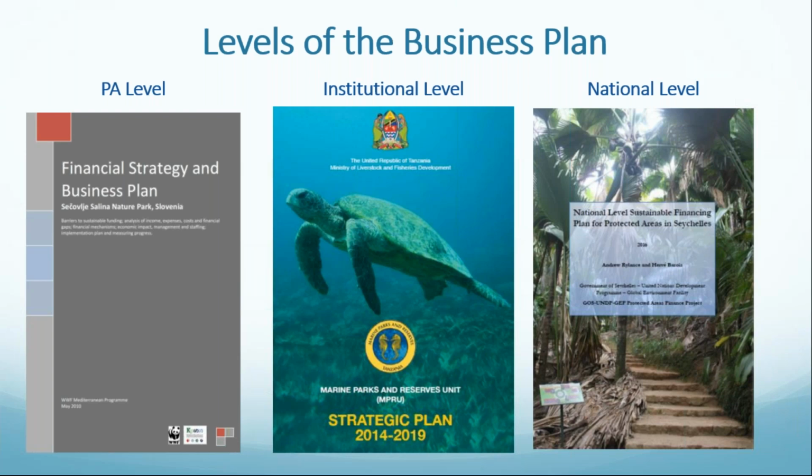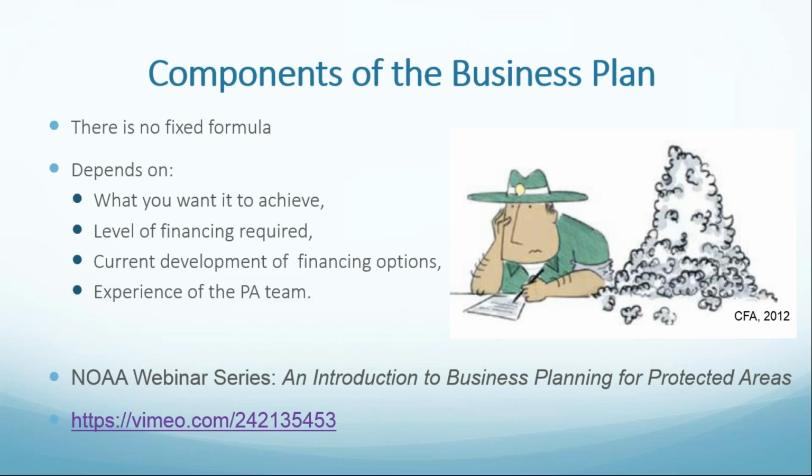Depending on what the particular objective is for that organization and that area, will help you determine the level of the plan that you can develop. The components of a business plan, again, there's no fixed formula. It entirely depends on what you really want to achieve with it, and that's really important. Having a specific objective that you want to achieve can also help determine the success of actually implementing it.